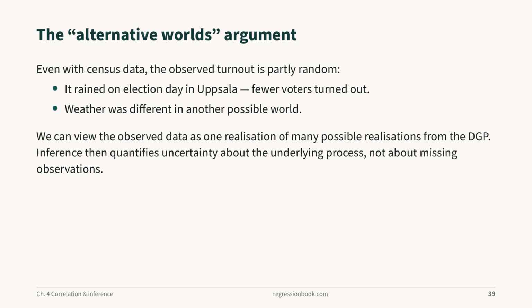The answer is the alternative world's argument. Even with census data, the observed turnout is partly random. It rained on election day in Uppsala, so fewer voters came. In another possible world, the weather differed. We view the observed data as one realization of many that the data-generating process could have produced. Inference then quantifies uncertainty about the underlying process, not about missing observations.